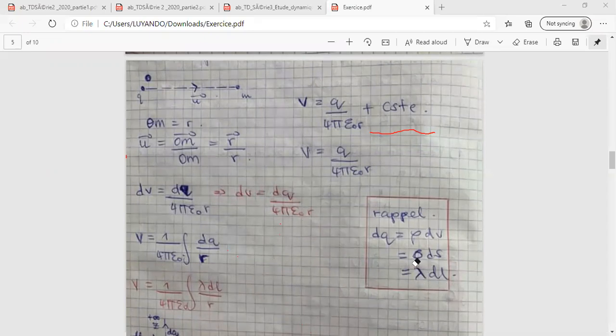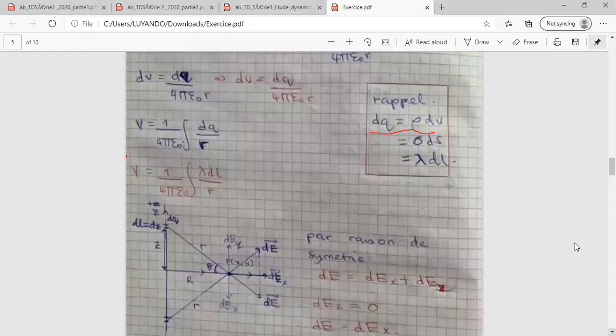If we were asked to calculate maybe along a surface, we would have used this guy, or this guy if they gave us a certain volume. So they said it's linear, so we use this guy. So our expression V is going to be 1 over 4 pi epsilon 0 times the integral of this over R.